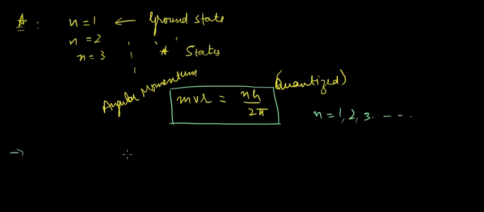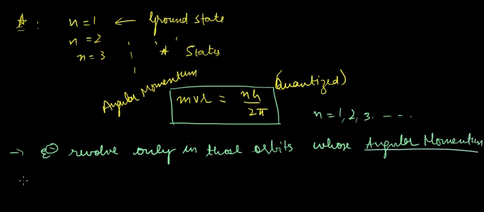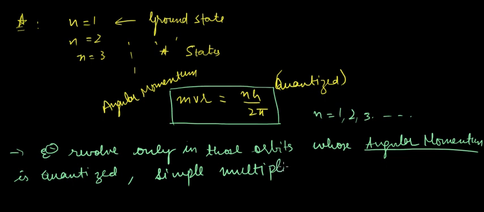We can write that electrons revolve only in those orbits whose angular momentum is quantized, or in other words, whose angular momentum is in simple multiples of h upon 2 pi.